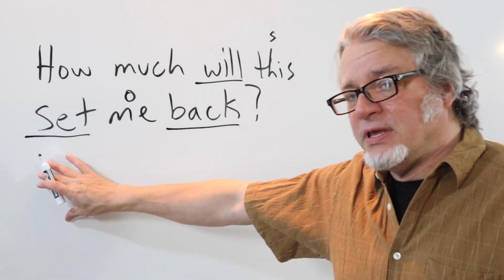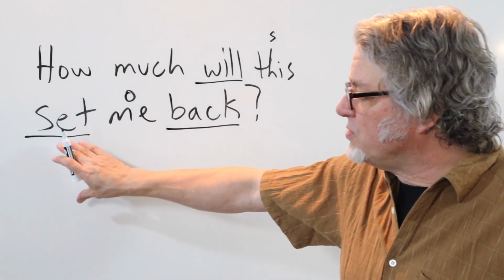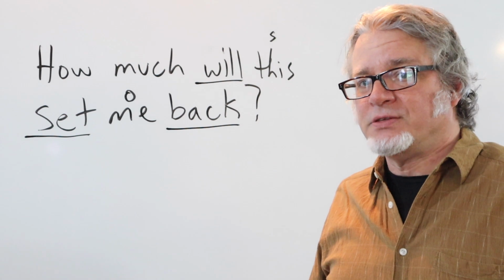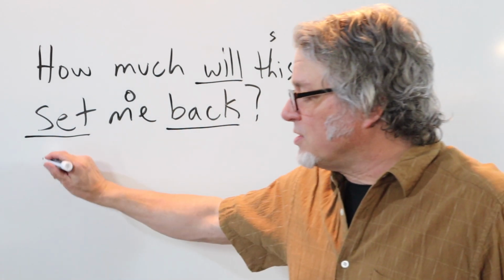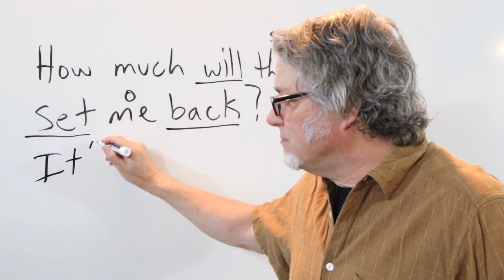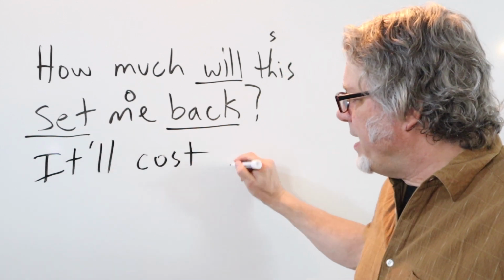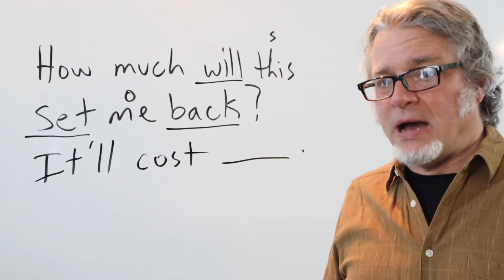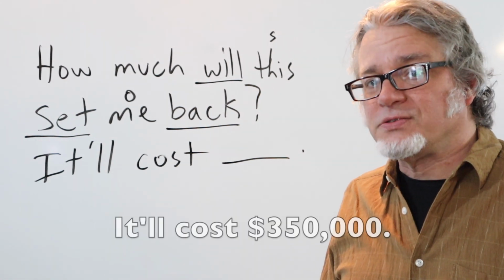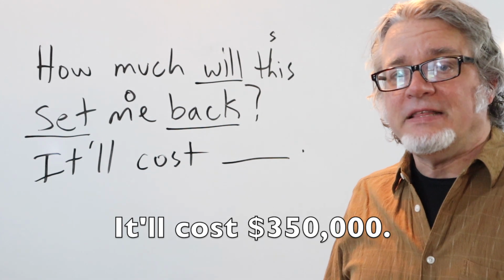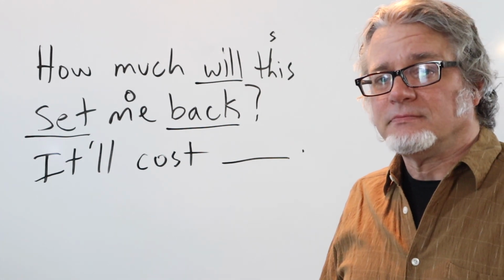And the answer can be in any form. You don't have to use set back in the answer. You can just say it will or it'll cost, and then there's the dollar amount. It'll cost $350,000.